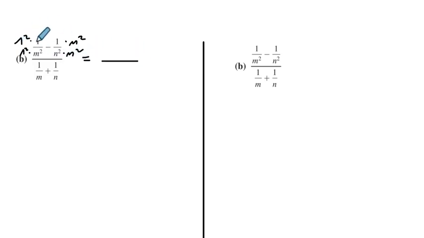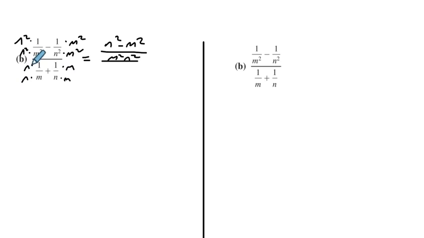If I do that, I have n squared minus m squared all over our common denominator of m squared n squared. Okay, so there's the numerator. Now if I want to simplify the denominator, I need to get a common denominator. So the common denominator is mn. So I'm going to multiply top and bottom by m, top and bottom by n.